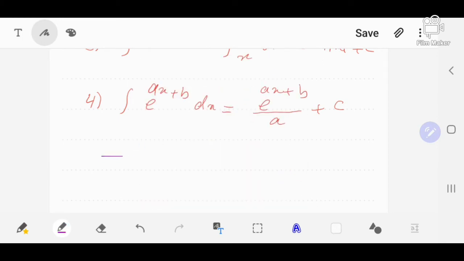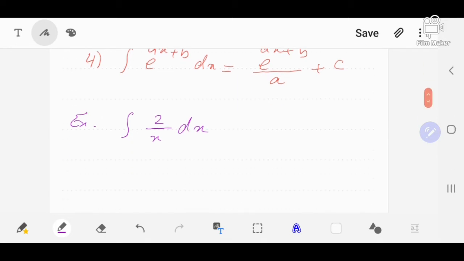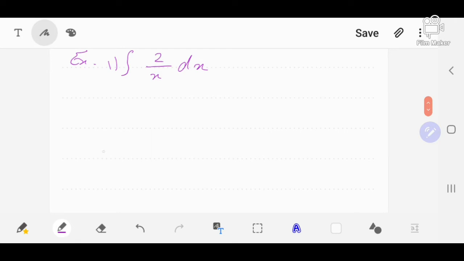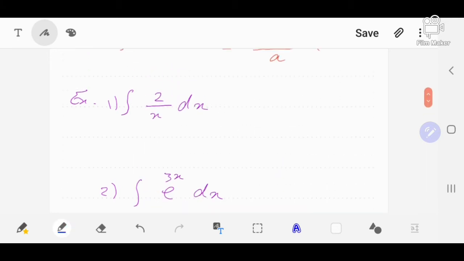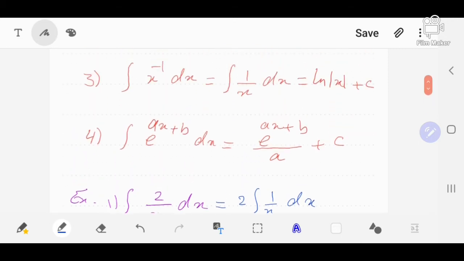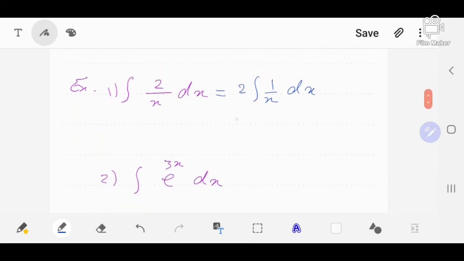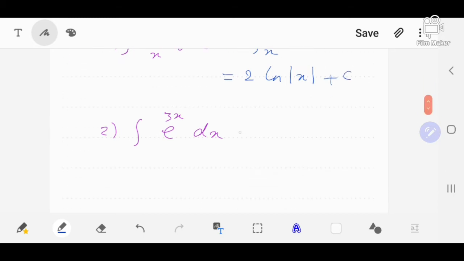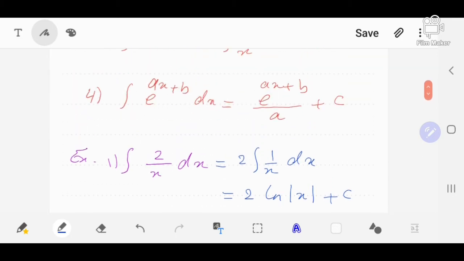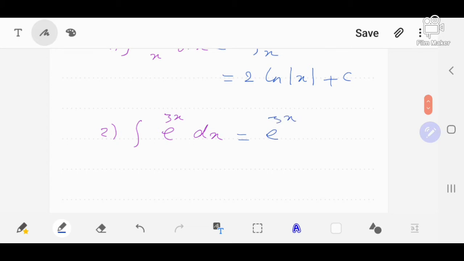Let's say I have the integration of 2 over x dx. How would I integrate this? And let's say I want to integrate e to the power of 3x dx. This one can be written as 2 times the integration of 1 over x dx, which is the logarithmic rule. It's x to the power of negative 1, or 1 over x. So immediately this will be equal to 2 ln absolute value of x plus c. And this one is a direct rule for exponential, so it's the same, over the coefficient of x, plus c.